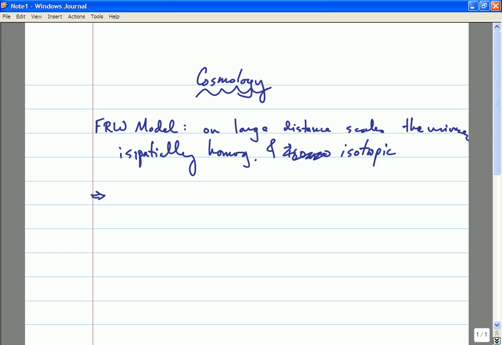From a practical point of view, that means that the metric that describes the universe on very long distance scales has a time component and a spatial component. And the spatial component, which I've written here as d sigma squared, can take one of three forms. It has to be a three-dimensional spatial geometry, which is homogeneous and isotropic. So the simplest homogeneous and isotropic case is the one that we refer to as k equals 0.